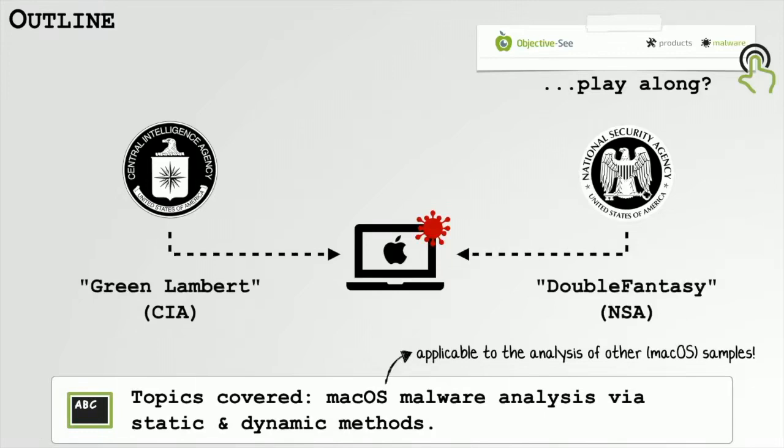So as noted, we're going to be talking about Mac malware that's designed by three-letter government agencies. To start with, Runa is going to be talking about an implant that has been attributed to the CIA known as Green Lambert. Following this, I'm going to dive into Double Fantasy, which is NSA's first stage macOS implant. These samples will be available on Objective-C's website shortly, so if you want to download and play along, you will be doing that as well.